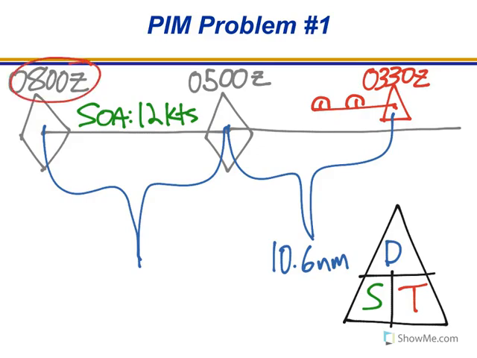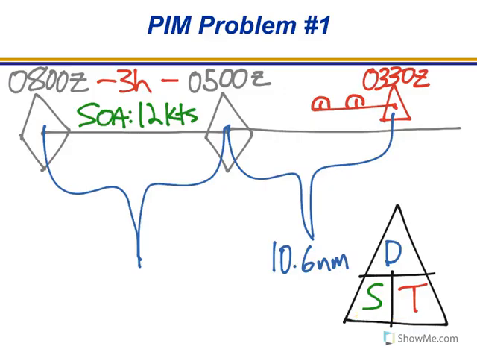We're going to do a little math here, and the difference in time between our two waypoints, 0800 Zulu and 0500 Zulu, is 3 hours from there to there. So now we have to figure out this distance between those two waypoints. We're going to do that by taking the 3 hours of time and our speed of advance of 12 knots, and we use our time, speed, distance triangle down here for that. We know the time, that's 3 hours between the waypoints. We know the speed, that's our SOA, our planned speed of 12 knots, and we're looking for distance.